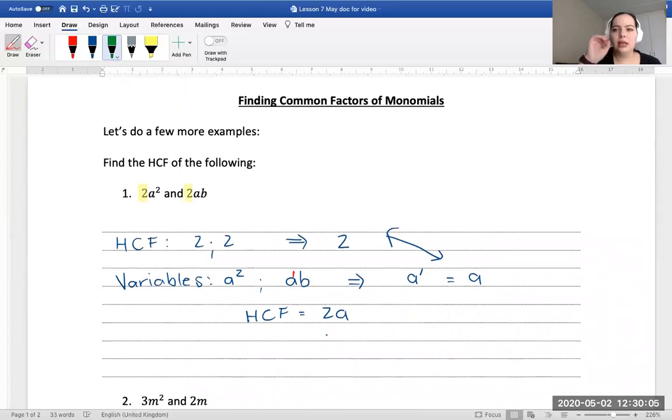The most important thing is to remember the 3 steps. 1, find the highest common factor of the numbers. 2, find which variables or letters there are in each of the terms, so what they have in common. And then 3, write the lowest exponents for each of those variables. And hopefully it'll be as easy as that.